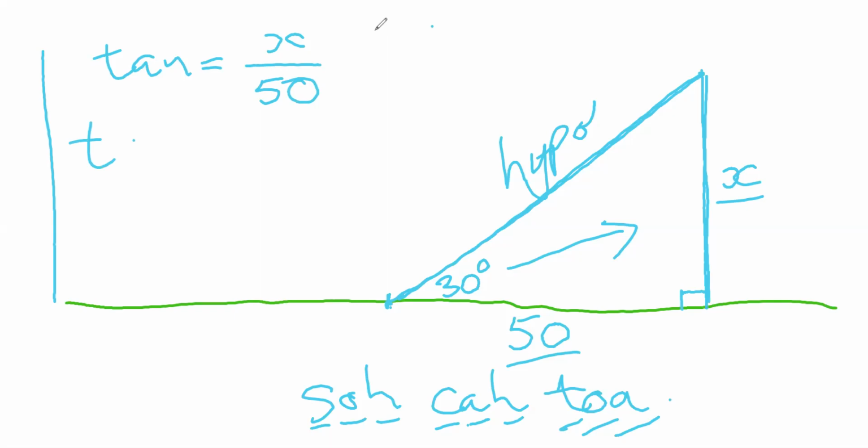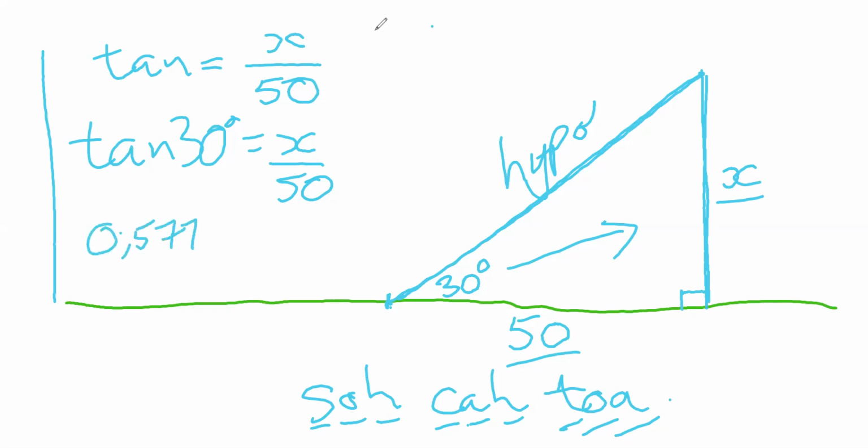All right, so tan 30 degrees equals x divided by 50. When you type into your calculator, let's get your calculator out here quickly. And I'm going to type in tan 30 degrees. And I'm going to get a number of 0,5773 equals x divided by 50.